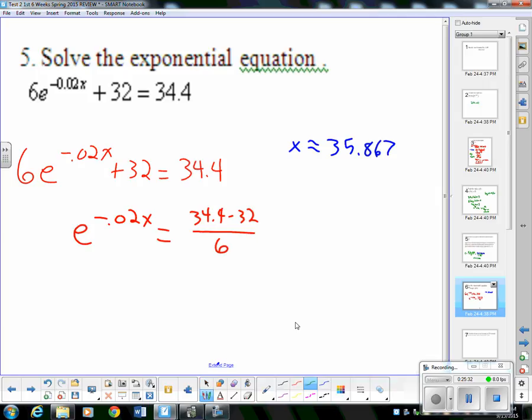So this is e, erase all that. Well, I went through the log earlier, so you can go back in the recording and find out where I did that and go back through it. But this is base to the power is equal to answer. So I know then that the log with a base of e of 34.4 minus 32 over 6 is equal to negative 0.02x. Log base e is the natural log.